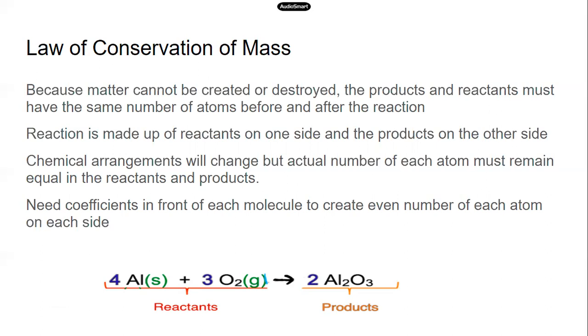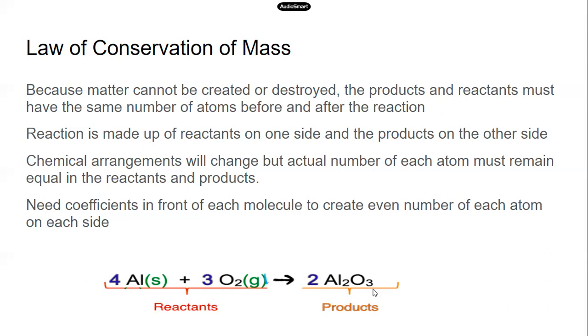So the aluminum needs to have the same number of aluminum on the reactants as in the products. So our reactions are always going to be made up of the reactants on the one side and the products on the other, like it shows down here at the very bottom. And then the chemical arrangements are going to change within the reaction, but the actual number of each atom needs to stay the same on the reactants and products.